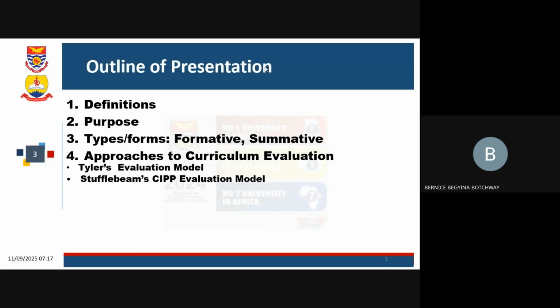So this is the outline of it. We'll talk about the definitions. We have various definitions that we will discuss, and then we continue with the purpose, then we describe the types that we have, the formative evaluation and the summative evaluation. Then we end with the approaches to curriculum evaluation, where we have a lot of evaluations, but we will be focusing on just these two, the Tyler evaluation model and the Stufflebeam evaluation model.